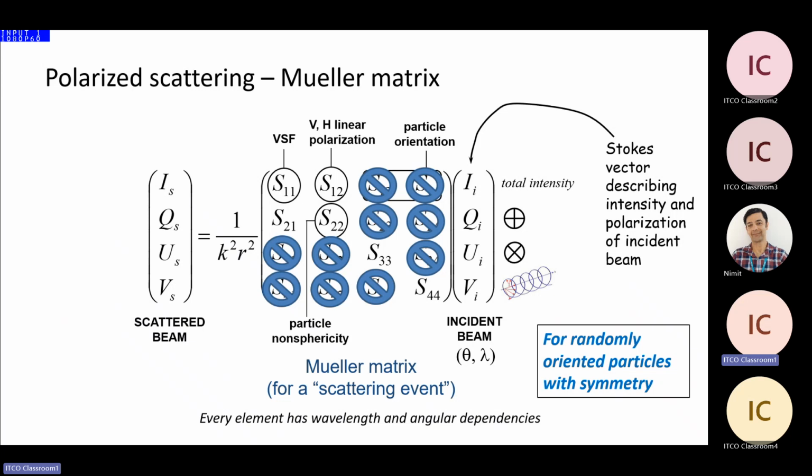If you do make the assumption of randomly oriented particles, then you can forget about a whole lot of these parameters, which really simplifies things. And the S21 and the S11 are typically very, very similar. So it gets very much simplified if you make this assumption.